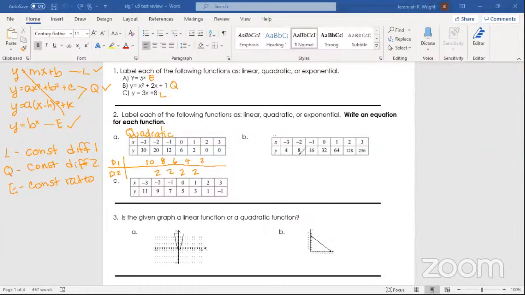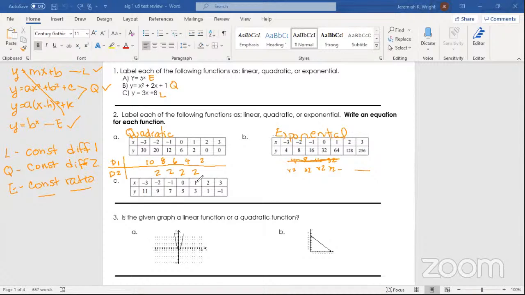All right, so let's look at this. 4 and 8 is 4, 8 and 16 is 8, 16 and 32 is 16, 32 and 64 is 32. I see a pattern here. It's going up by the same amount. So what's actually happening here is it's being multiplied by 2. 4 times 2 is 8. 8 times 2 is 16. So I'm not even going to look at the second difference. 16 times 2 is 32. 32 times 2 is 64, and so on. So which one was times? A constant ratio. So this is exponential.